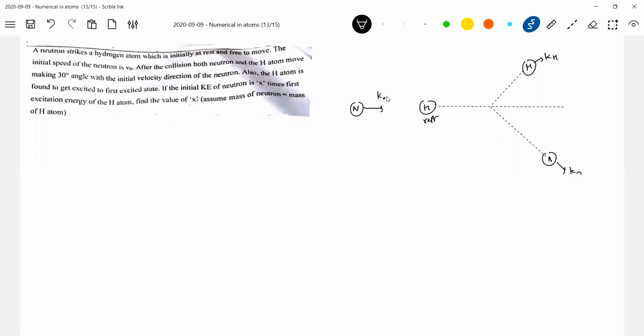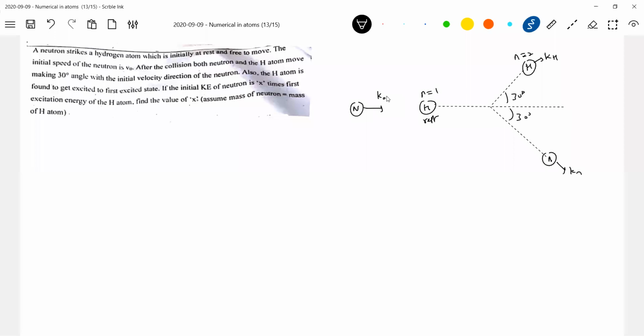Neutron, Kn, and this angle of deflection is telling. And what is the state of this? The hydrogen atom is found to get excited to the first excited state. Here it was in the ground state. This will come to n equal to 2. Is it justified writing there n equal to 1, n equal to 2?